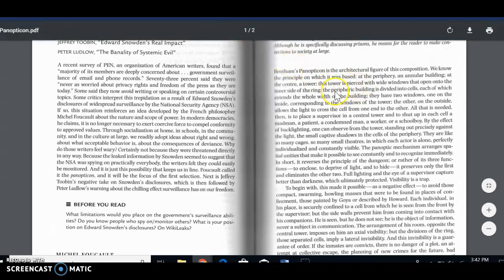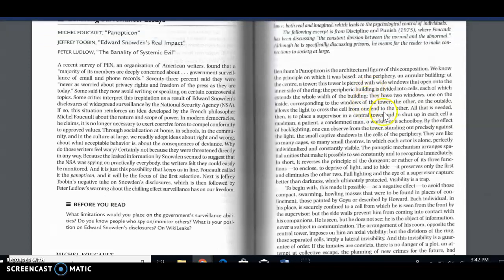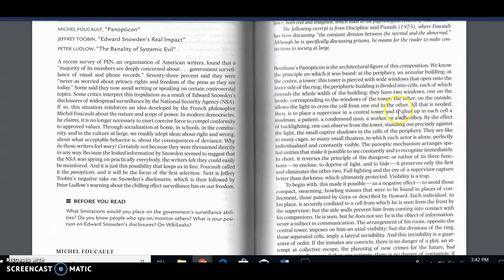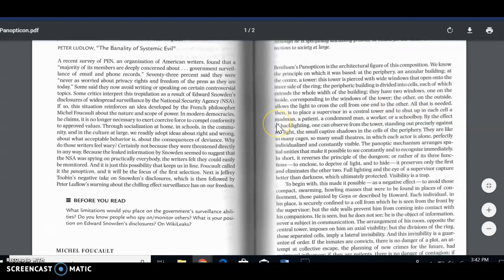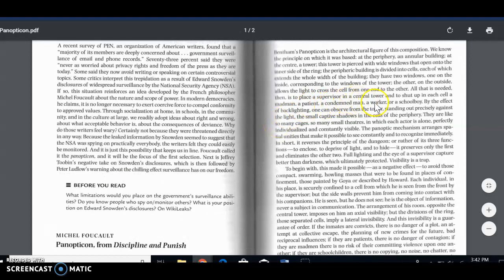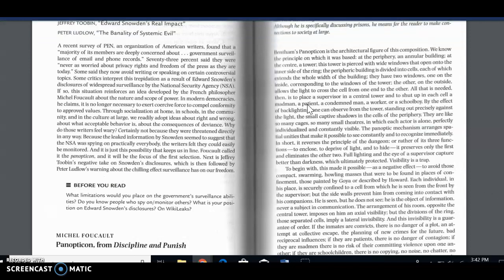Okay, so we see here Foucault starts off with this understanding of the physical manifestation, the blueprint, if you will, of the panopticon. Okay. He goes on to say, all that is needed then is to place a supervisor in a central tower and to shut up in each cell a madman, a patient, a condemned man, a worker, or schoolboy. Okay, so specifically here, I want to stop and look at these words here. Madman, patient, condemned man, worker, or schoolboy.